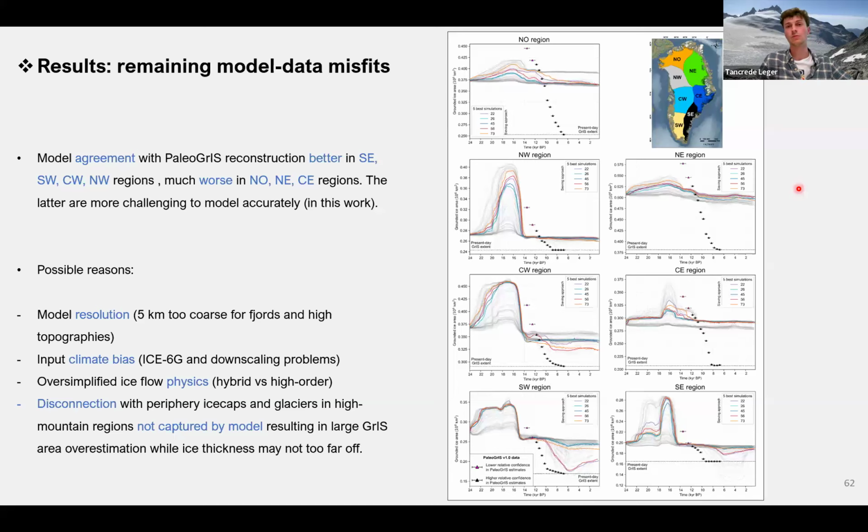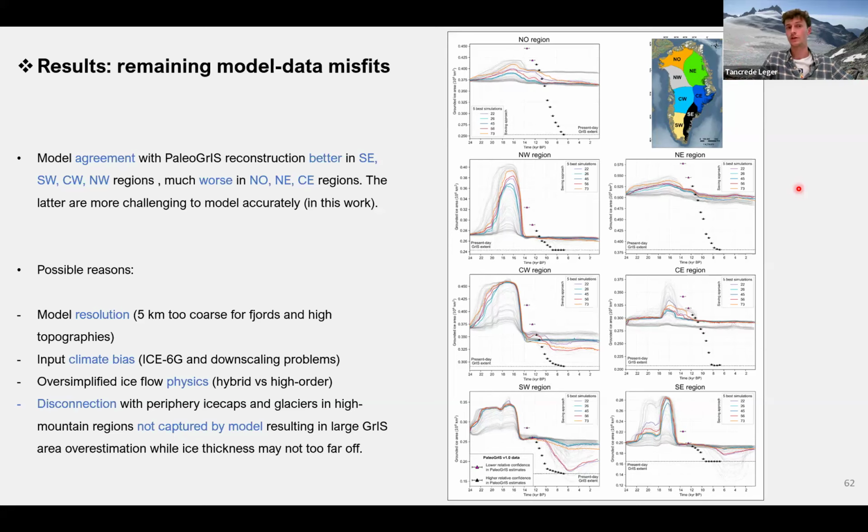Also some downscaling problems. So you take Earth system model data that is really coarse because it's meant to model the entire globe, and we downscale it to 5 kilometers. And the way you do this, regardless of how fancy your algorithm is, could be quite problematic for certain variables like precipitation or temperature.